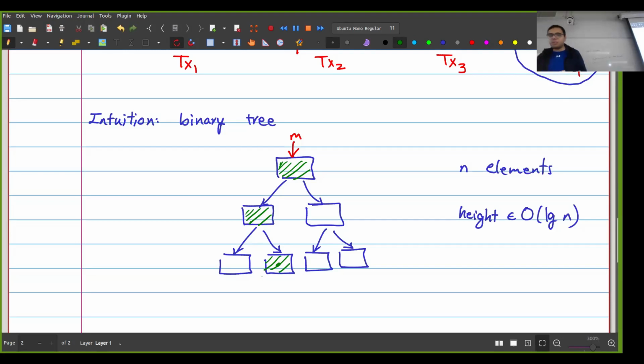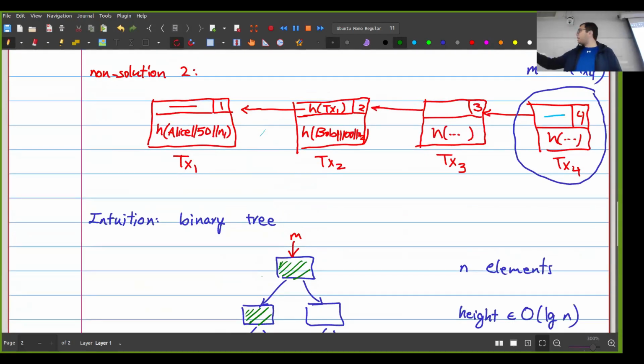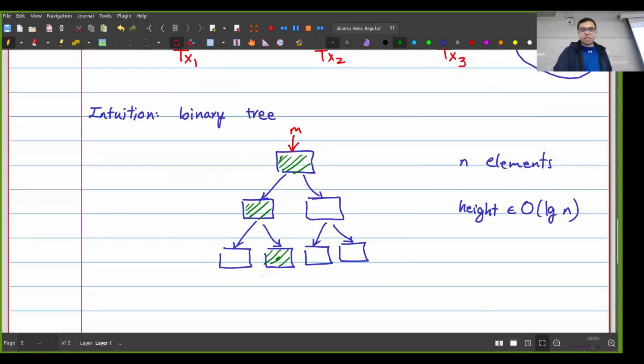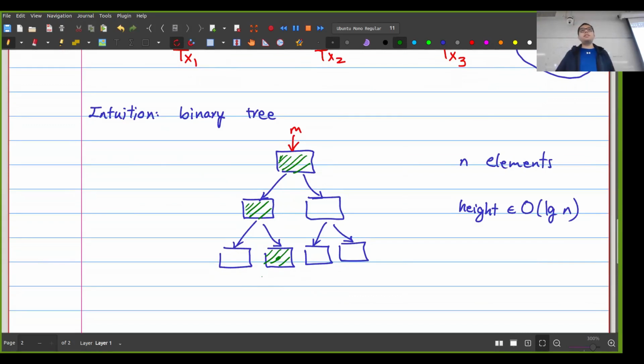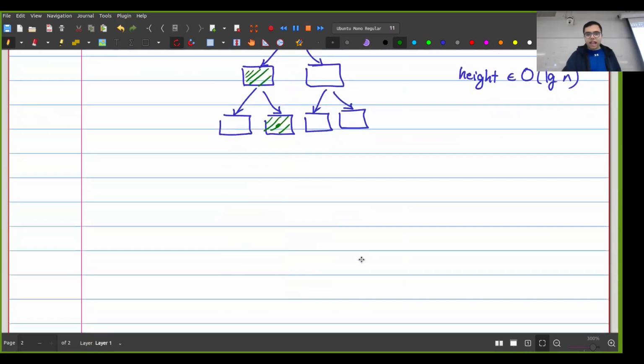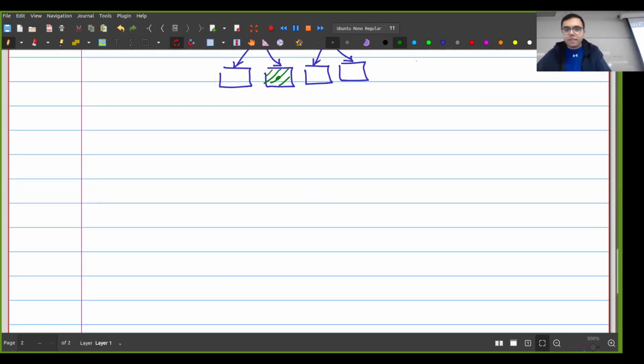But I didn't tell you how to create this tree yet. This is just the intuition. The intuition is that instead of traversing a whole linked list, which takes linear time, I just want to be able to traverse a binary tree, which takes log n time. Okay? Now, how do we actually make this kind of tree? This is what we call a Merkle tree.